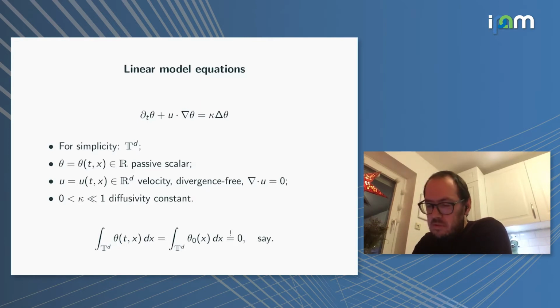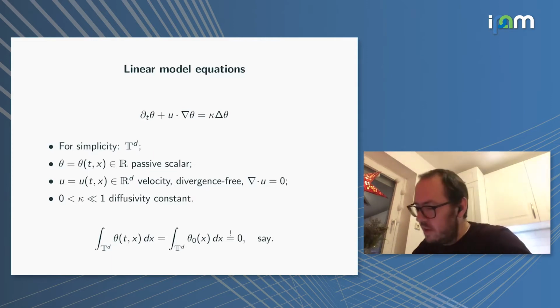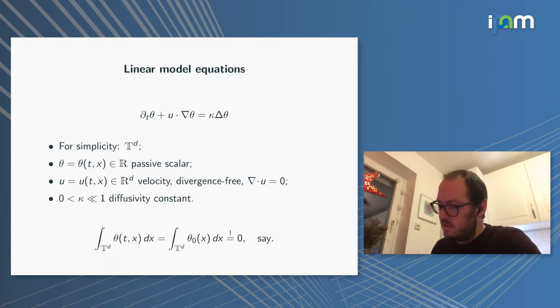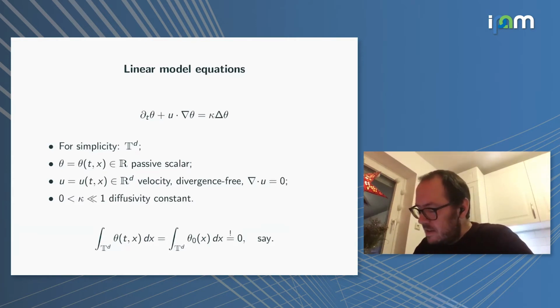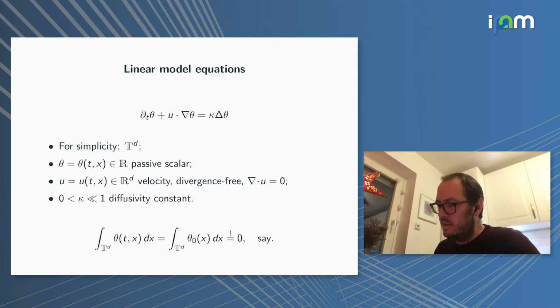Typical scenarios would be like ink in water, salt, or in some situations temperature, or concentration of something. The velocity field should be divergence-free, as we consider most of the time, at least I guess in this workshop. And kappa is the diffusivity constant. It's positive, but we assume that it's small. In this non-dimensionalized setting, it's something like the inverse Péclet number.